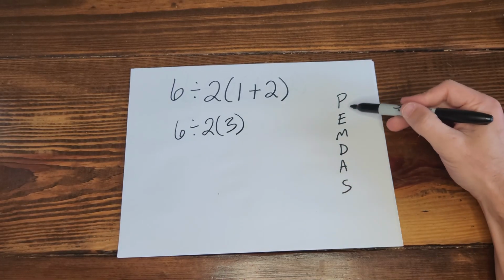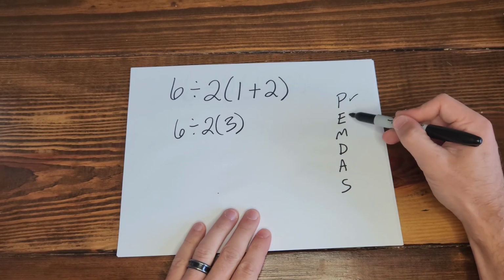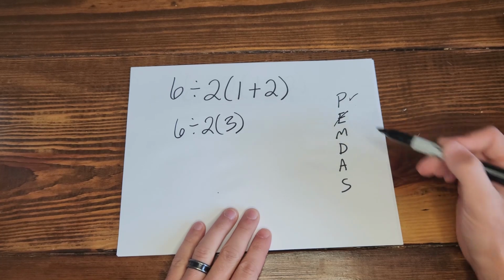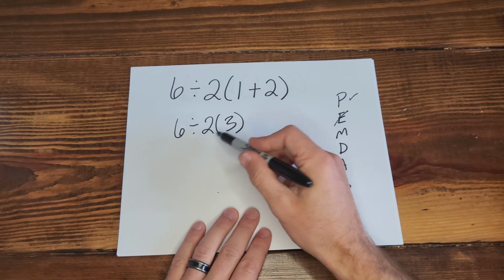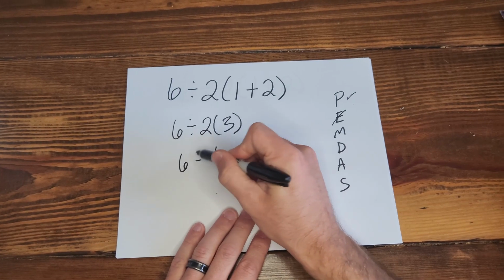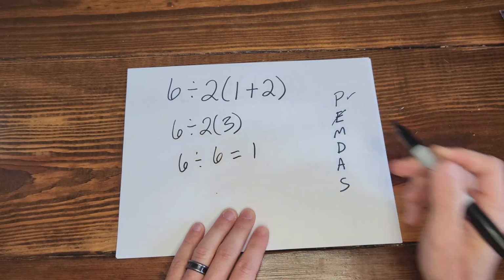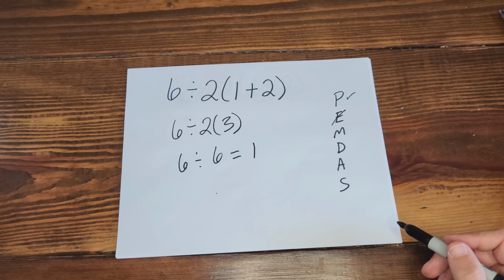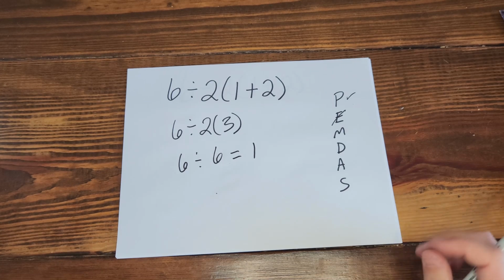And now, as we notice, the next thing that comes off of our list, we don't have any exponents. So the next thing that comes off is multiplication. So 2 times 3 gives me, that's right, 6. So 6 divided by 6, which means the obvious answer is 1. Except that's not quite the answer.